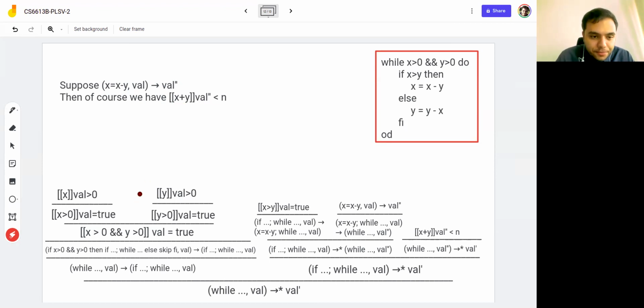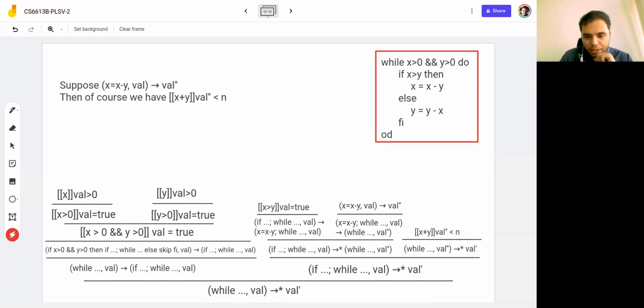So how does the proof work? Actually, reading these proofs is much easier from the bottom up. So what we want to prove intuitively is that this while loop, the original program, reaches a state where you only have a valuation and you don't have anything else to run.